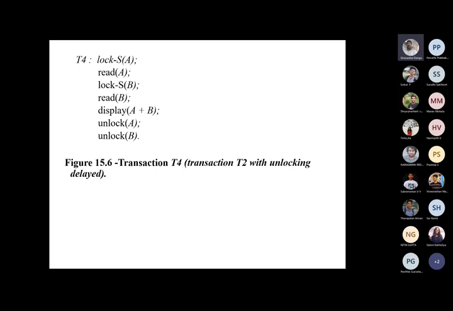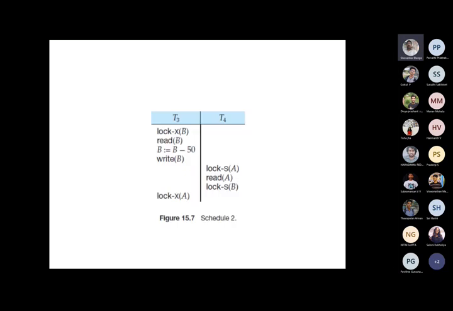So transaction T4 is another version of transaction T2, where the unlocking period is delayed till the end of this transaction. Now we are going to execute these transactions concurrently, right? So now we are going to execute the transactions T3 and T4 concurrently. So both the transactions are executed concurrently.